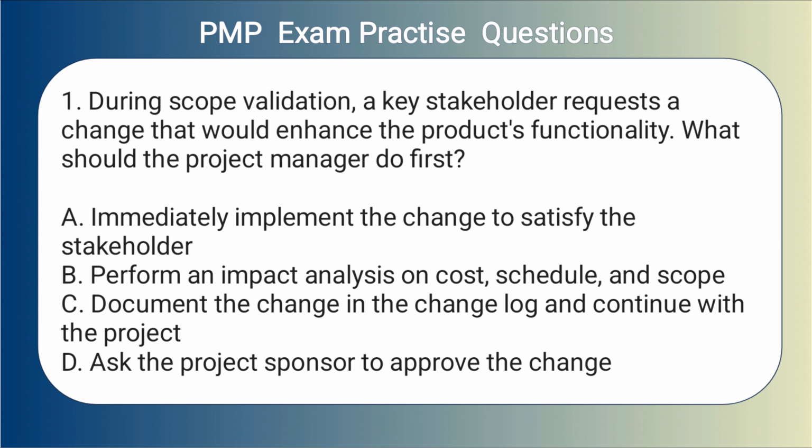1. During scope validation, a key stakeholder requests a change that would enhance the product's functionality. What should the project manager do first? A. Immediately implement the change to satisfy the stakeholder. B. Perform an impact analysis on cost, schedule, and scope. C. Document the change in the changelog and continue with the project. D. Ask the project sponsor to approve the change.